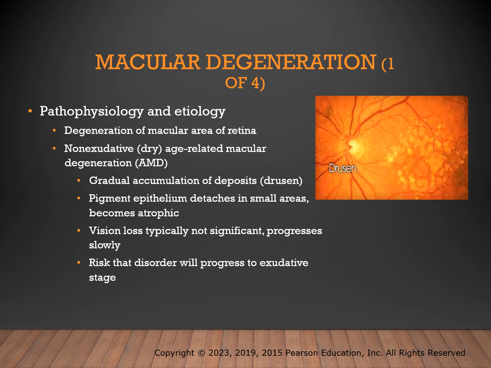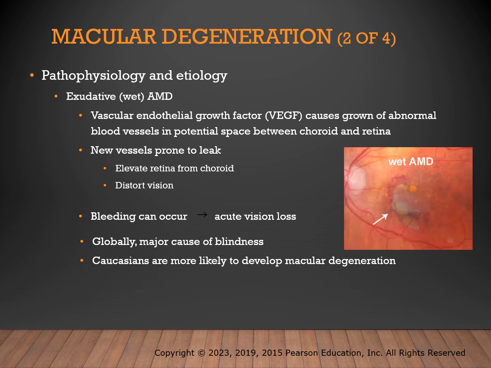So when you get to the exudative state, you're going to see a different type of situation here. Exudative, or what we call wet, macular degeneration causes growth of abnormal blood vessels in the potential space between the choroid, which is the vascular layer of the eye, and the retina, which is your neurosensory layer. These new vessels are prone to leak, elevating the retina from the choroid and distorting the vision.